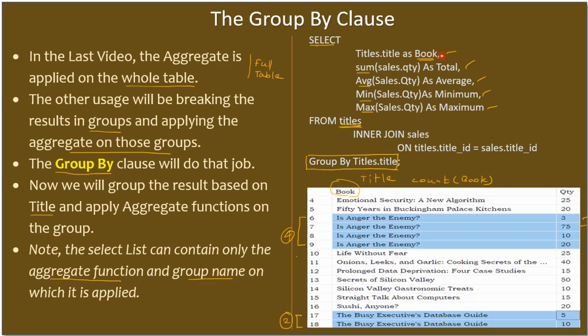So if you take some other column here, say for example title ID, you will get an error. So you can only include the aggregate function and then the group name that is placed in the group by clause. So that column you can use. So that's all you can use in the select list. And now let's go to the demo.